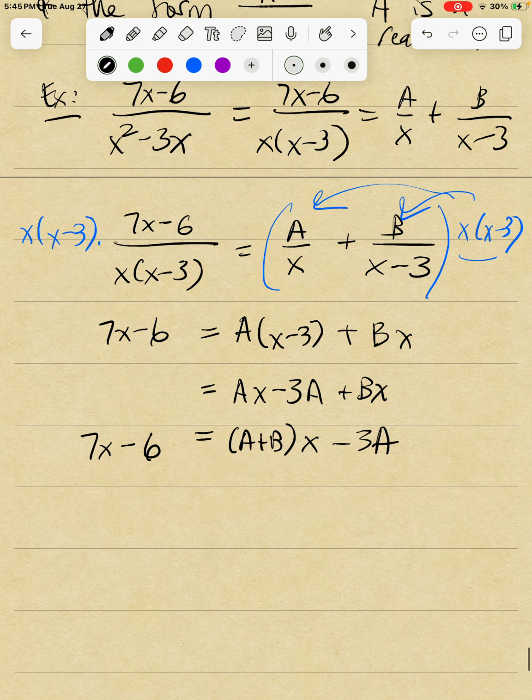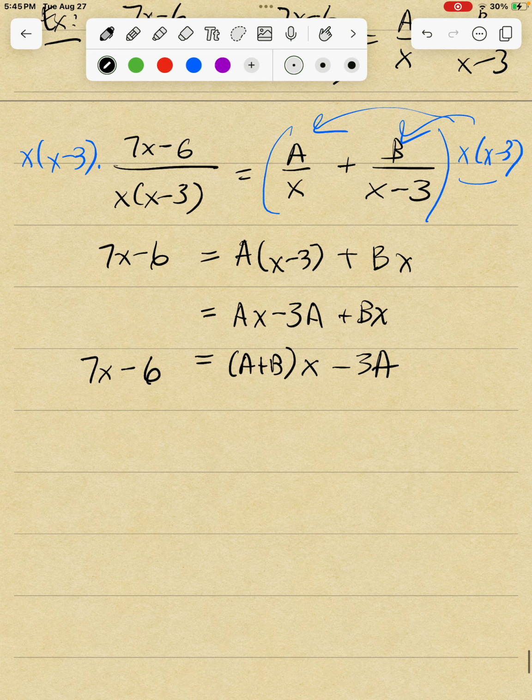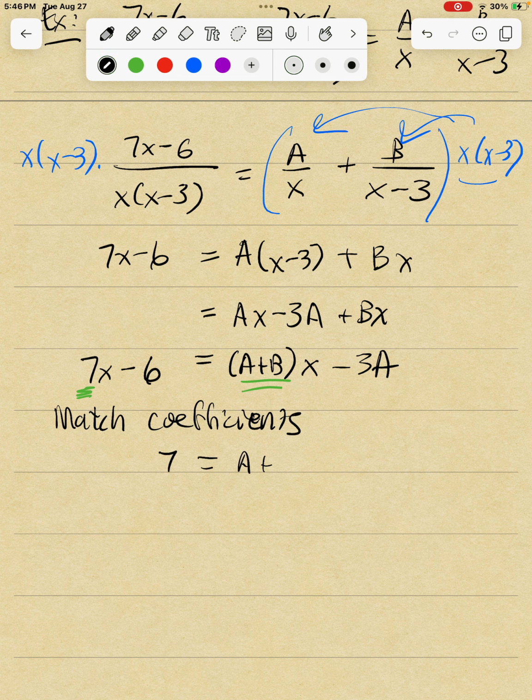Now this is true no matter what x is, right? For all x, we need 7x minus 6 equal to the thing on the right. And whenever you have two polynomials that are the same, the coefficients all have to be the same. So we can match coefficients. On the left, the coefficient of x is 7, right? And the coefficient of x on the right is a plus b. And since the coefficients are the same, we get 7 equals a plus b.